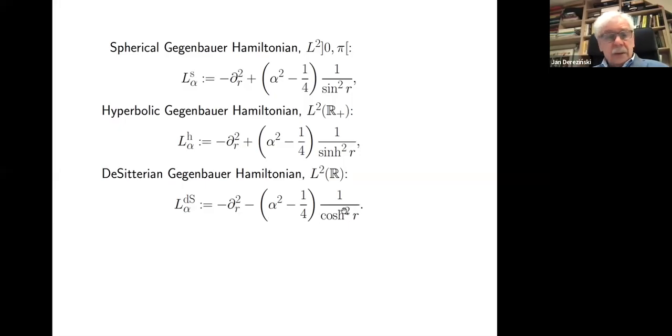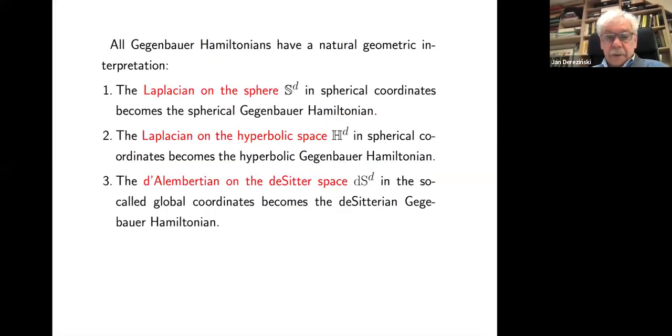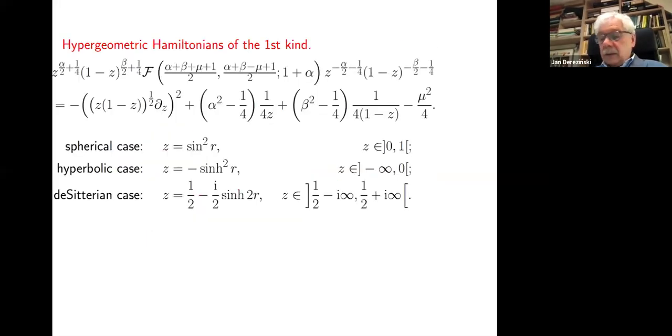Now, this is a well-known Schrödinger operator for many reasons. If alpha is a half integer, then this is an example of a Hamiltonian which is reflectionless, which is a very curious property. There is a lot of literature about this.